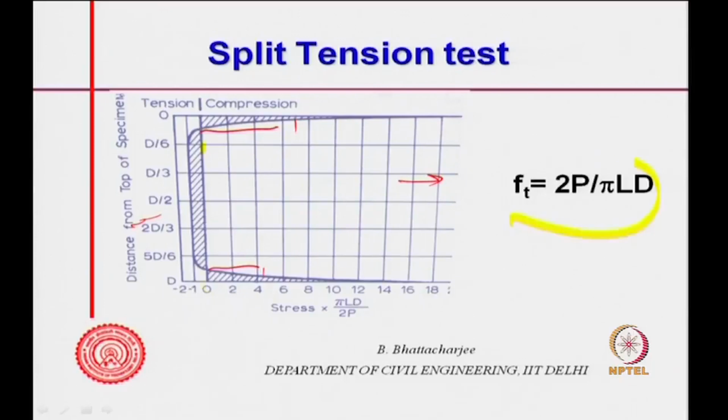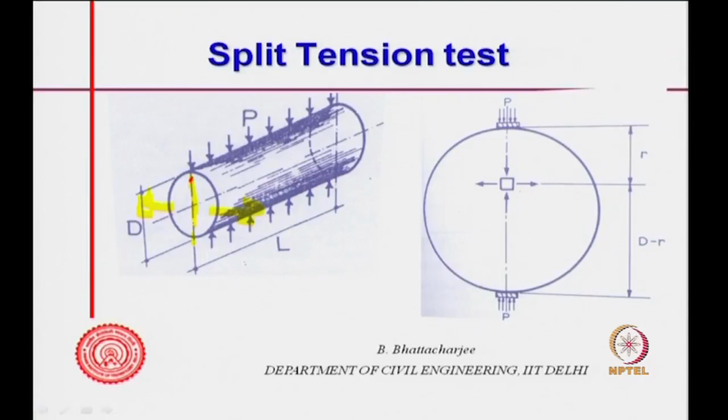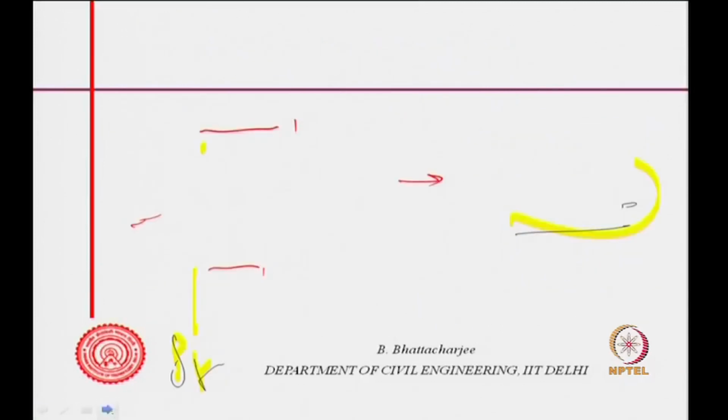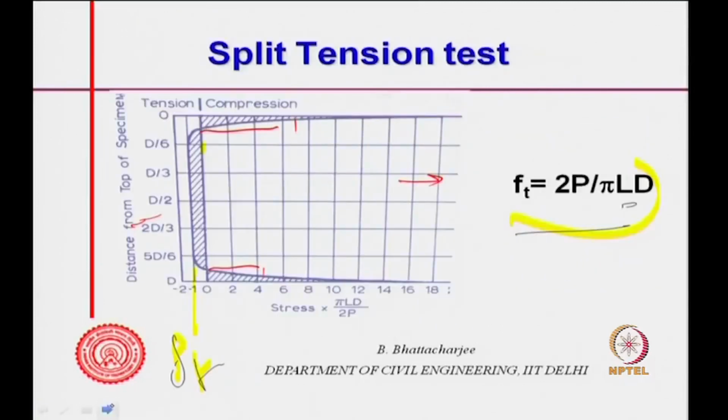So, F t is given as twice P by pi L d, where P is the load that you have applied, L is this length, and d is this diameter. At failure, if you take P maximum, this will be your tensile strength.